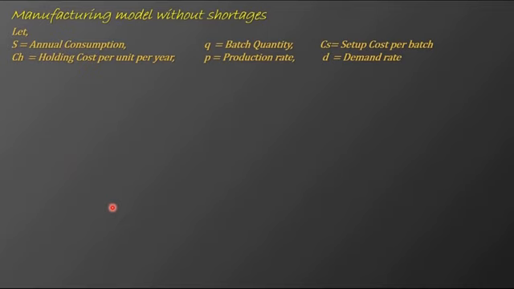So let's consider S is annual consumption, Q is batch quantity, CS is setup cost per batch, CH is holding cost per unit per year, P is production rate, and D is demand rate. Similar to economic order quantity, by calculating the total inventory cost and then differentiating it with respect to Q and equating it to 0, we will get our economic batch quantity as under root 2 SCS divided by CH into 1 minus D by P. 1 minus D by P is known as the production factor.